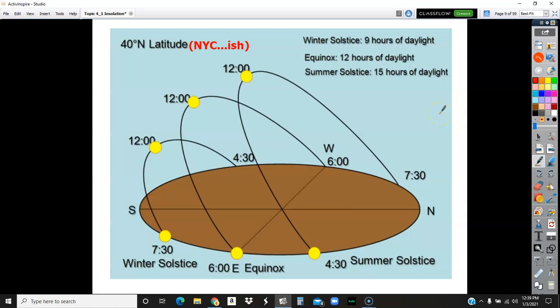This is showing you, again, we've looked at this before, the paths of the seasons. And so the winter solstice, which was a few weeks ago, is this path over here, the short path. This is showing you 40 degrees north. Rhinebeck is about 42 north, so this would be New York City-ish, close to New York City.